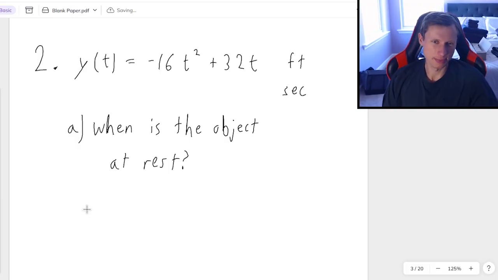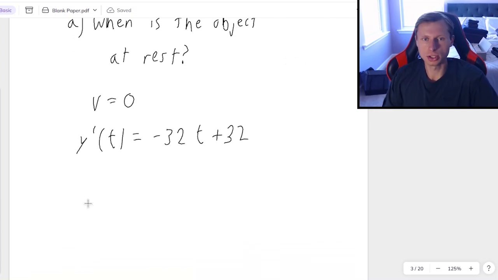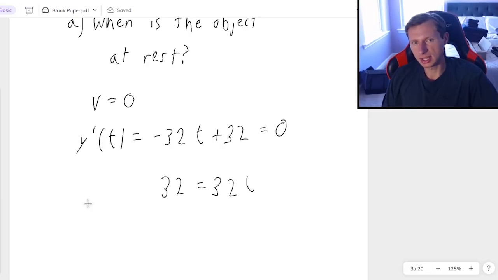Very famous question. Well, what does it mean for an object to be at rest? It means its velocity is equal to 0, right? And we know velocity is really just the first derivative. So the first thing we're going to do is take the derivative. The derivative of this will be, again, power rule, negative 32t plus 32. And now all we're going to do is set this equal to 0 and solve for t. So I would add 32t to both sides, the 32s cancel, or divide by 32. Regardless, you're going to get t equals 1.